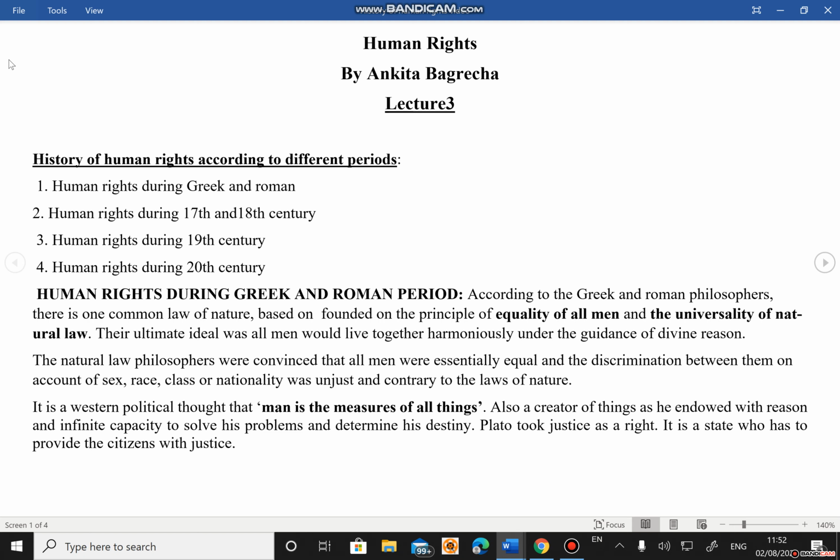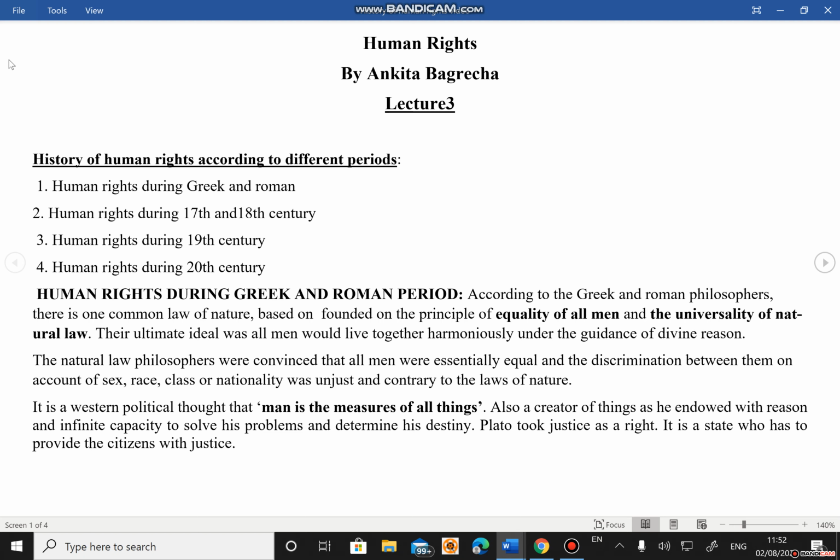According to Greek and Roman philosophers, there were three concepts which they stuck to: equality of all men, the universality of natural law, and man is the measure of all things. So these were the three concepts embodied in the Greek and Roman period.